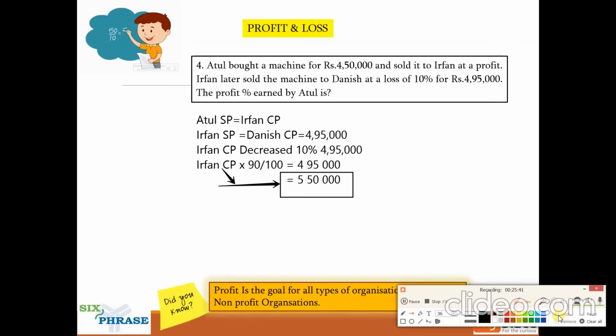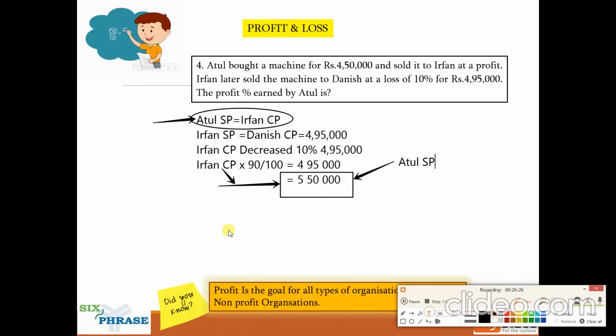Now we know Irfan's CP is equal to what? Just look at this first statement. Irfan's CP is equal to Atul's SP. Remember, we set out to find this. We wanted this, and we have found it in terms of Irfan's CP. So Atul's SP is nothing but Irfan's CP. So Atul's SP is 5,50,000. So this is not only Irfan's CP, this is also Atul's SP. So we'll use this to take this problem forward.